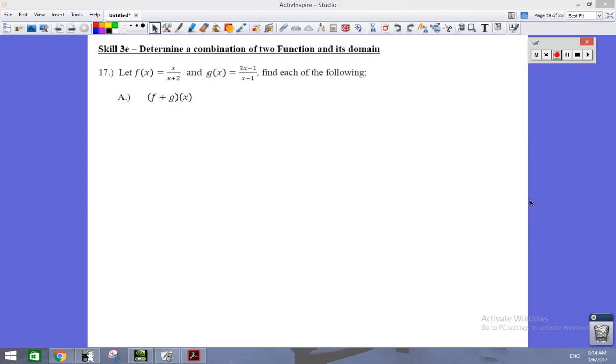All right, so let's take a look at this problem number 17. It's got four parts to it, but we'll see that parts A and B are very similar and parts C and D are very similar.